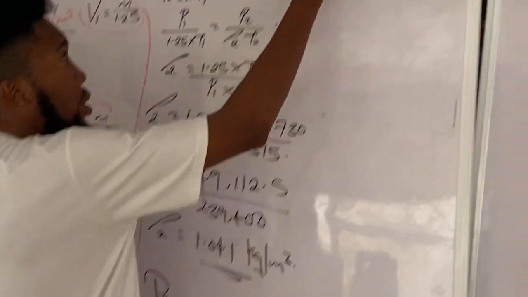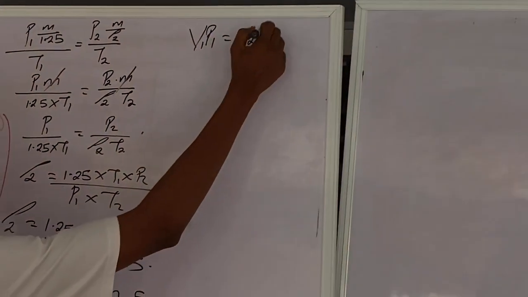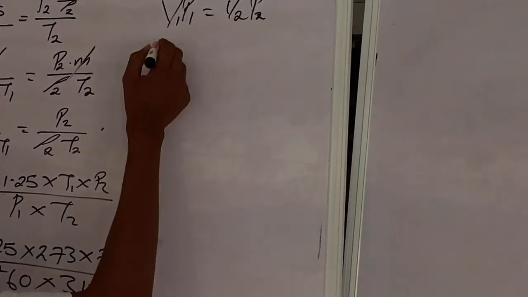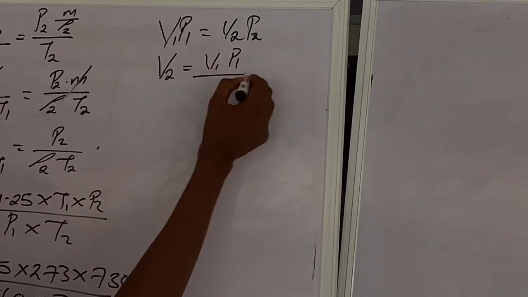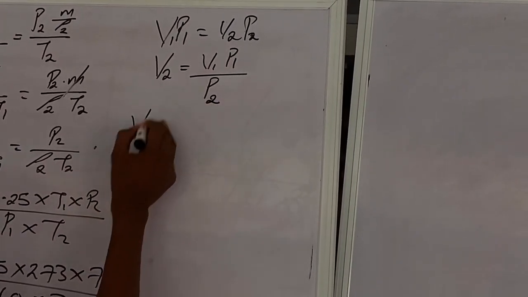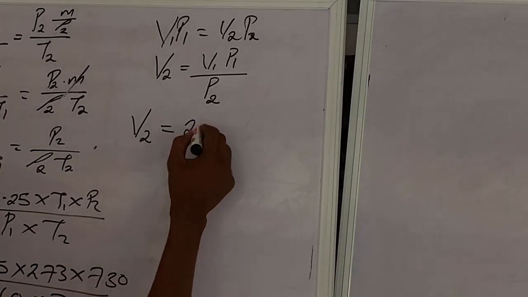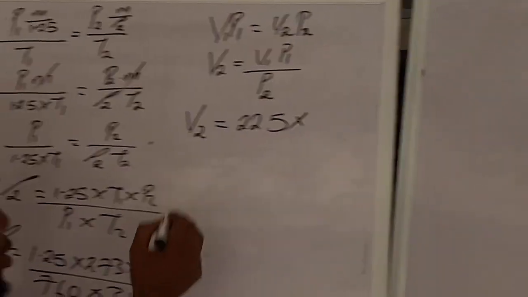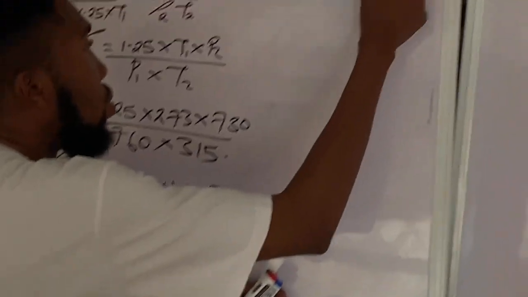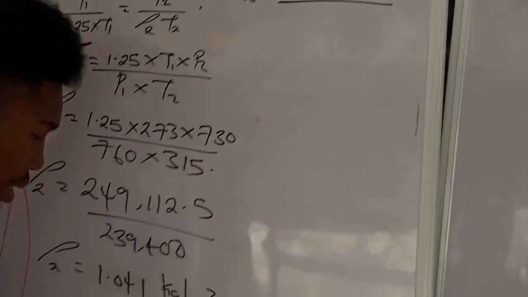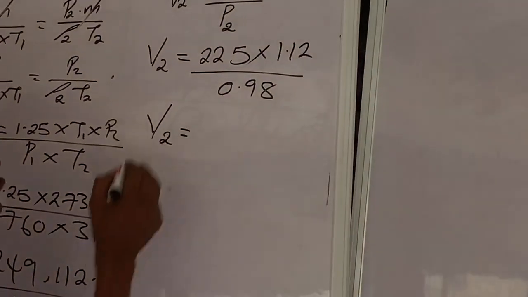So what does Boyle's law say? V1 P1 should be equal to V2 P2. What are we looking for? V2, right? So V2 is equal to V1 P1 over P2. What's my V1? 225 mil, so the answer I'm going to get must be in mil. And what's my P1? 1.12, divided by my P2, 0.98.